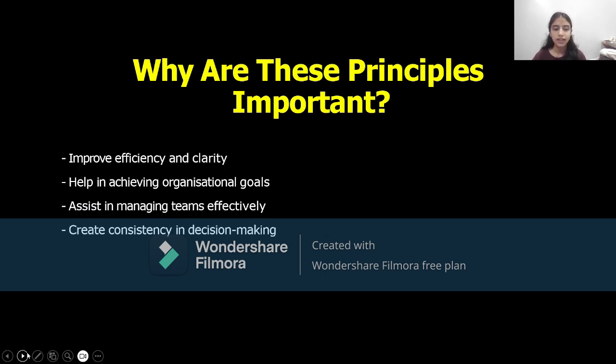So why are these principles important? They improve efficiency, they create clarity, help teams achieve goals, and bring consistency in how decisions are made. Without them, organizations can become disorganized and less productive. So now let's meet the two individuals who have helped to shape the domain of management.